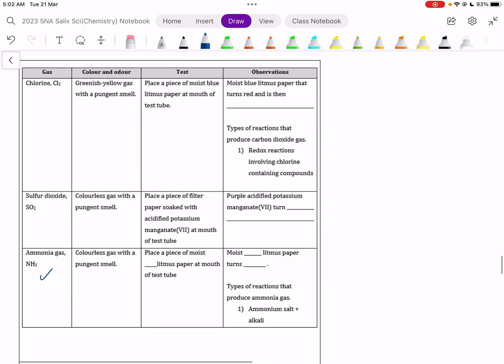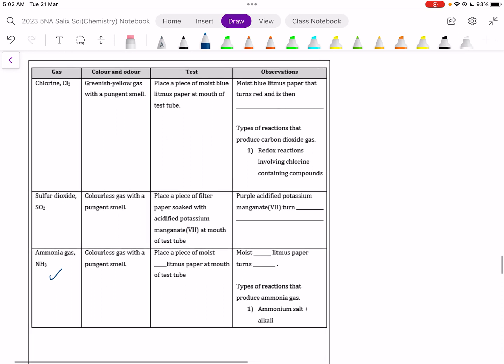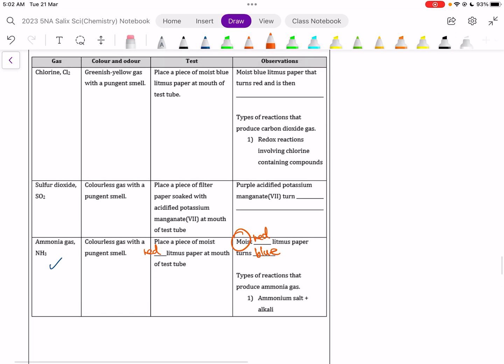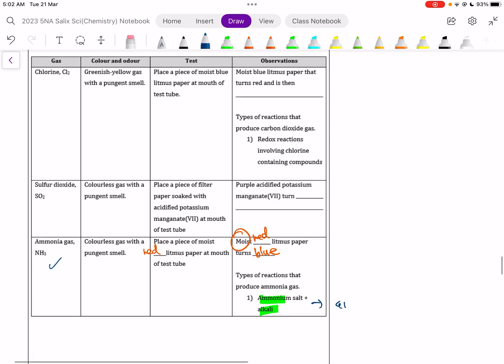Then also you have ammonia gas, which is a colorless and pungent gas. This one has no effervescence. You test with a piece of moist red litmus. The red litmus will turn blue. Must write the word moist. The type of reaction that produces this is an ammonium salt with an alkali. This one gives you ammonia plus salt plus water.